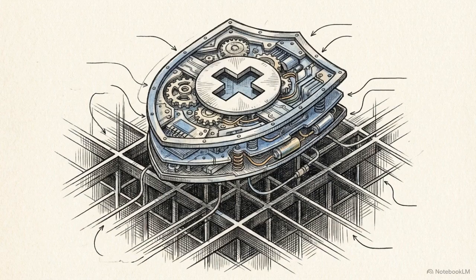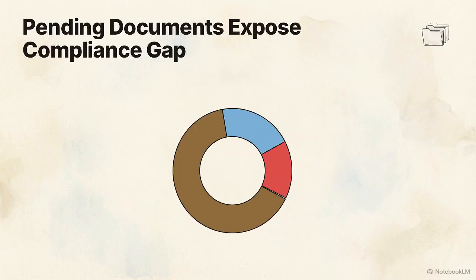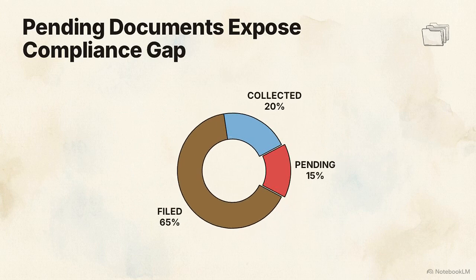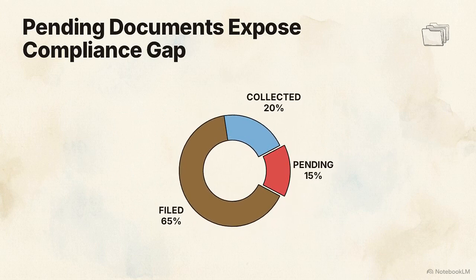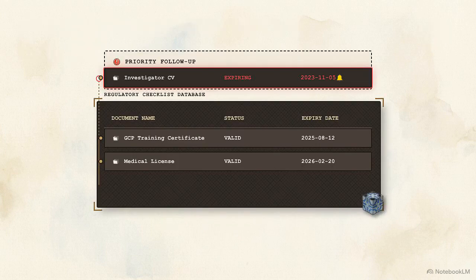Phase 3 introduces risk and regulatory automation. We deploy the regulatory checklist as the digital trial master file, the primary tracker for all essential study documents. The system uses intelligent status tracking to conduct a real-time gap analysis of what is filed, pending, or collected in a site's regulatory binder. Automatic alerts flag time-sensitive documents, prioritizing follow-ups on expiring investigator CVs or training certificates before the next monitoring visit.